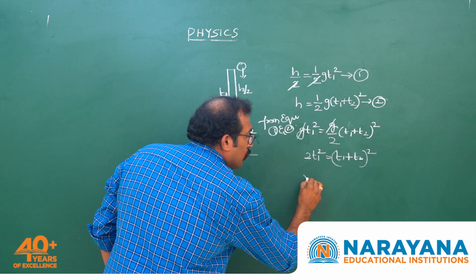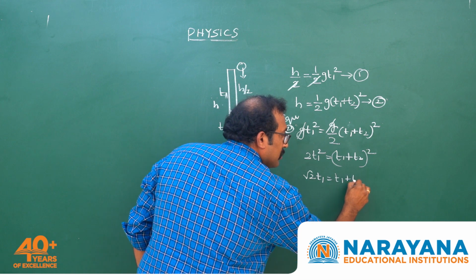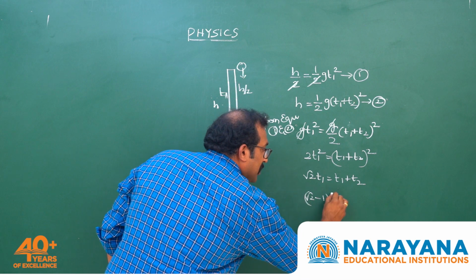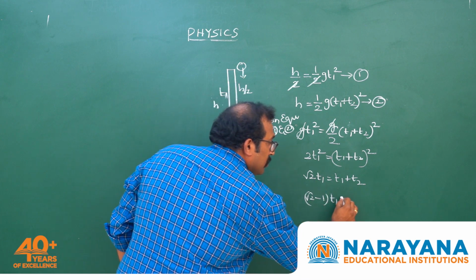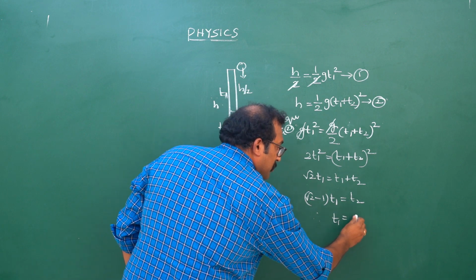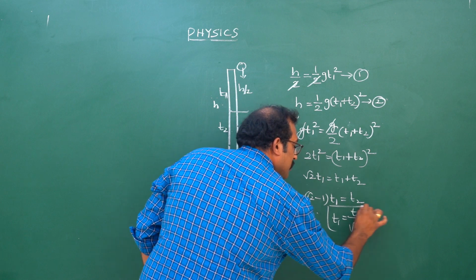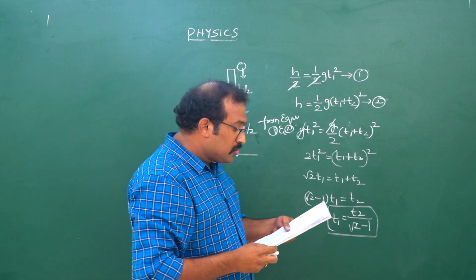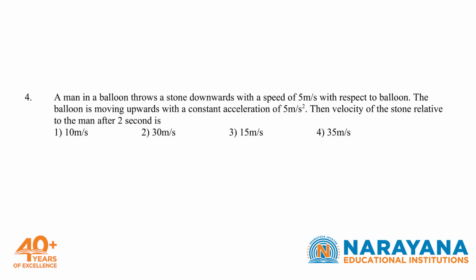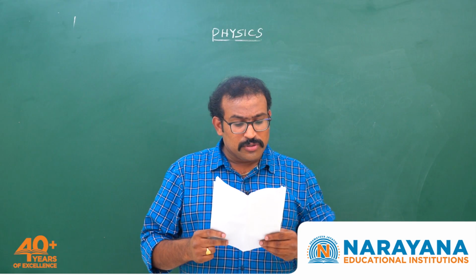So now root 2 t1 is equal to t1 plus t2. So root 2 minus 1 into t1, bringing this t1 to this side, is equal to t2. So therefore, we can write t1 is equal to t2 by root 2 minus 1. So this is the answer for the third question. So the option is the fourth option. Let us go with the fourth question.